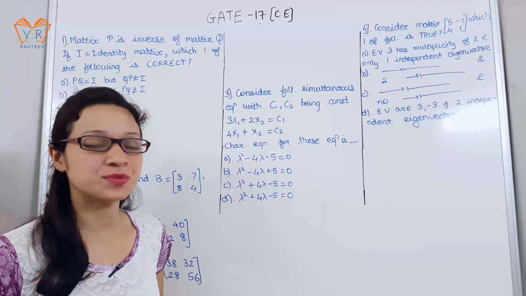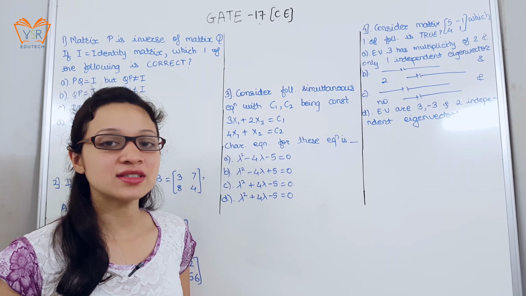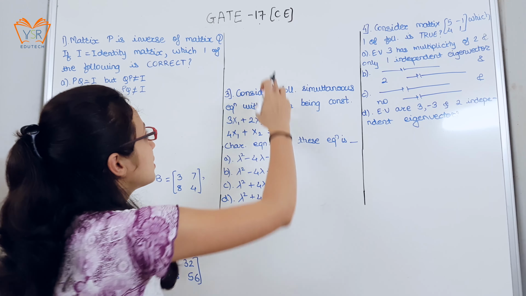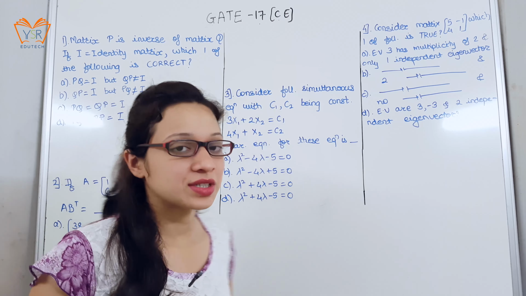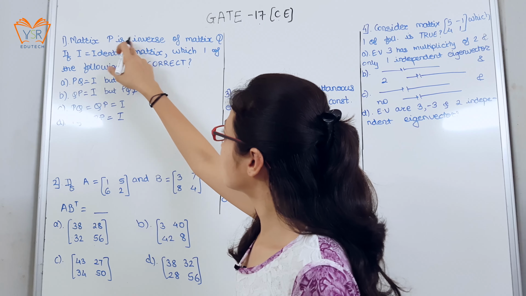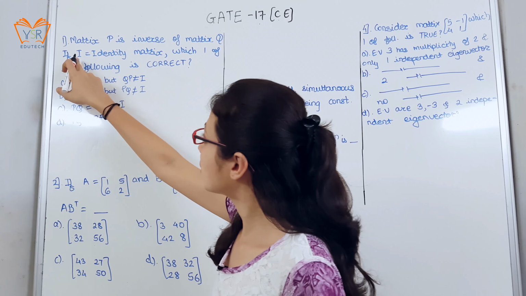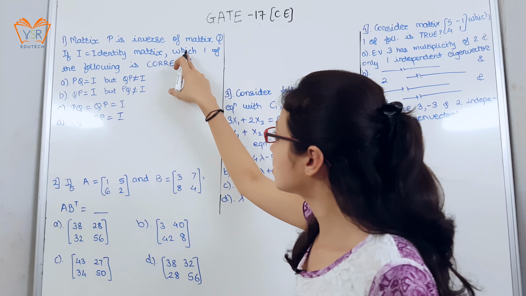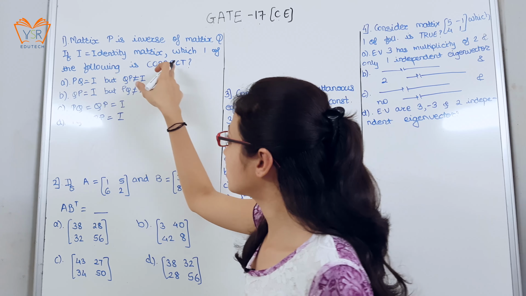Hi guys, I'm Suprabha. In this video, we'll see the examples asked in GATE in the year 17 for civil engineering. The first example: matrix P is the inverse of matrix Q, and I is the identity matrix. Which one of the following statements is correct?